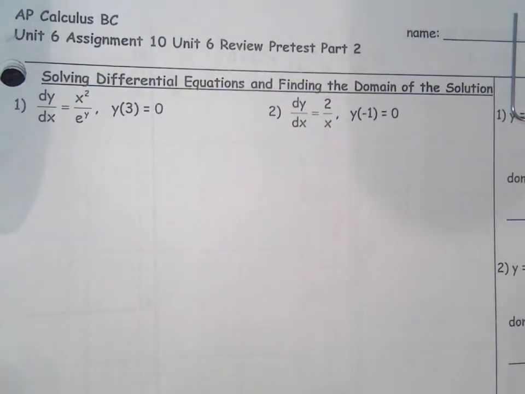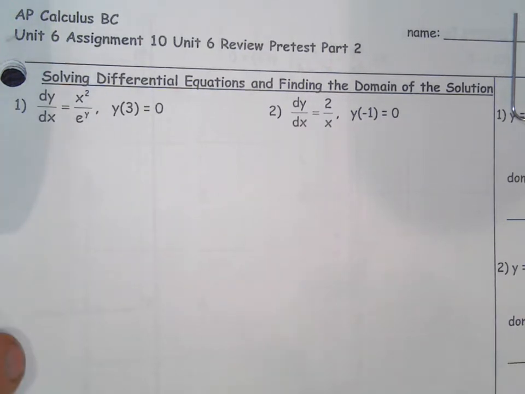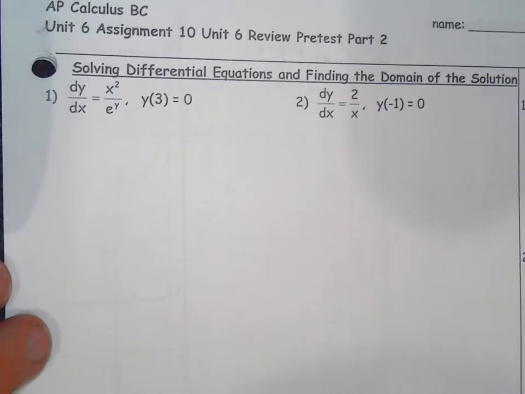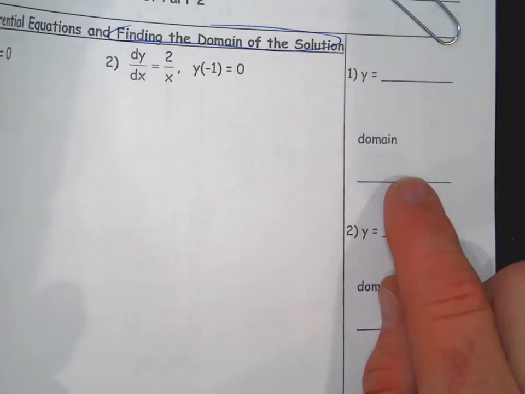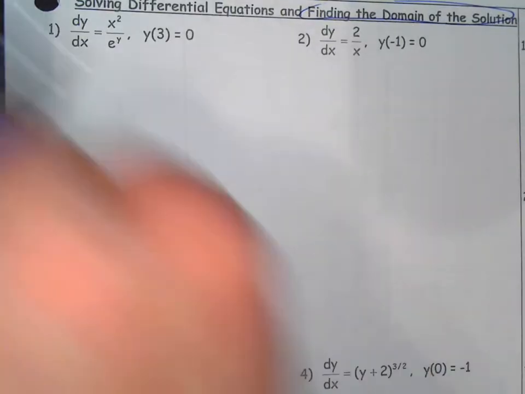AP Calculus BC, Unit 6, Day 10, Review, Pretest, Part 2 for your upcoming test. So Part 2 is going to have a bunch of differential equations like this. And that's been sort of the common thing tying everything in this unit together. Remember that you have to state the domain of the solution. So I am helping you out by putting it in the answer column. You've got to put the domain, okay?